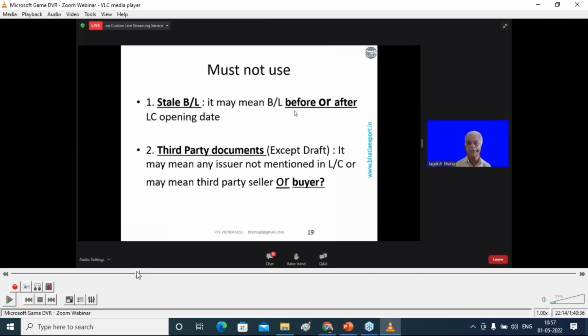Okay. So in such cases, this BL is called a stale BL. Stale BLs will not be considered in general. But if the LC says that even shipments done prior to the opening of the LC can be considered under the LC, then of course it can be taken. Okay. Third party documents: unless it is very specifically mentioned in the LC, it will not be taken, otherwise no.